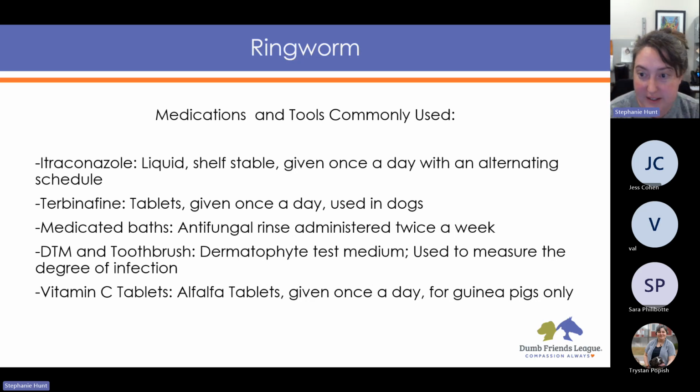One other medication that you're going to see specifically with SMAMs is vitamin C tablets. This is an alfalfa tablet that has vitamin C in it. We give 1 a day to our guinea pigs, and that helps boost their immune system and helps get them recovered from ringworm.